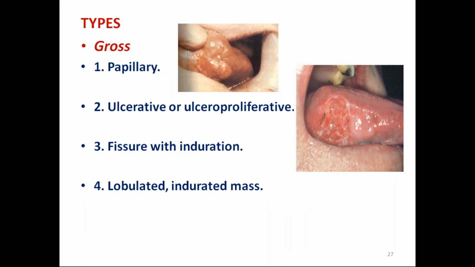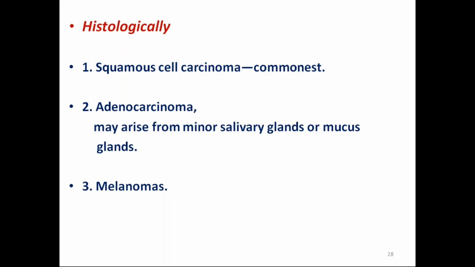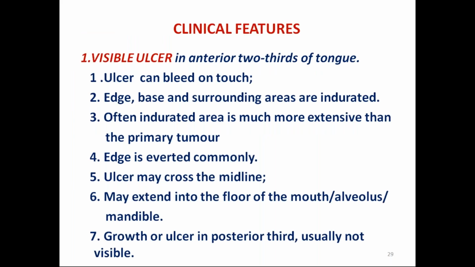So what are the types? Including papillary, ulcerative or ulceroproliferative, fissures with induration, and lobulated indurated mass. Histologically, squamous cell carcinoma is the commonest type, and adenocarcinoma may arise from the minor salivary glands, mucous glands, and melanomas.